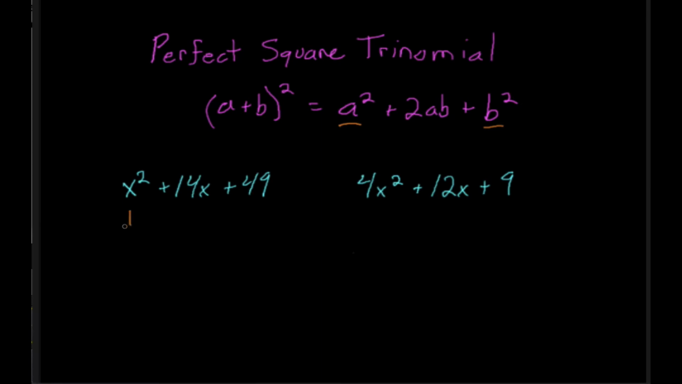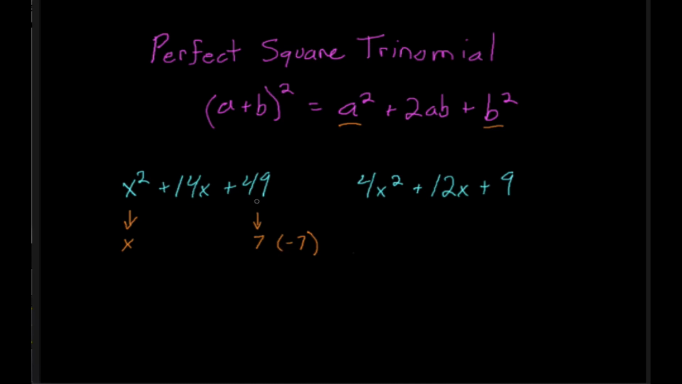So the square root of x squared is just going to be x. The square root of 49 is going to be 7. And I'll mention that it could also be negative 7. That's not going to be useful here, but in your assignment, you're definitely going to need to consider that possibility.